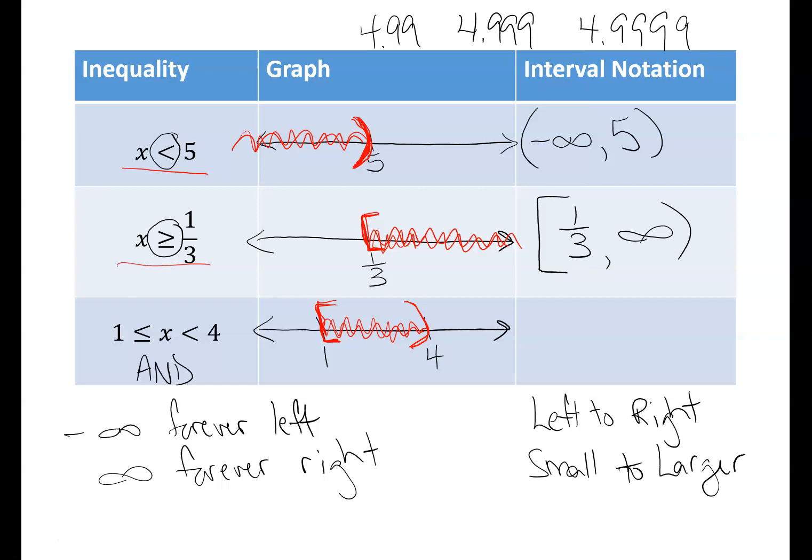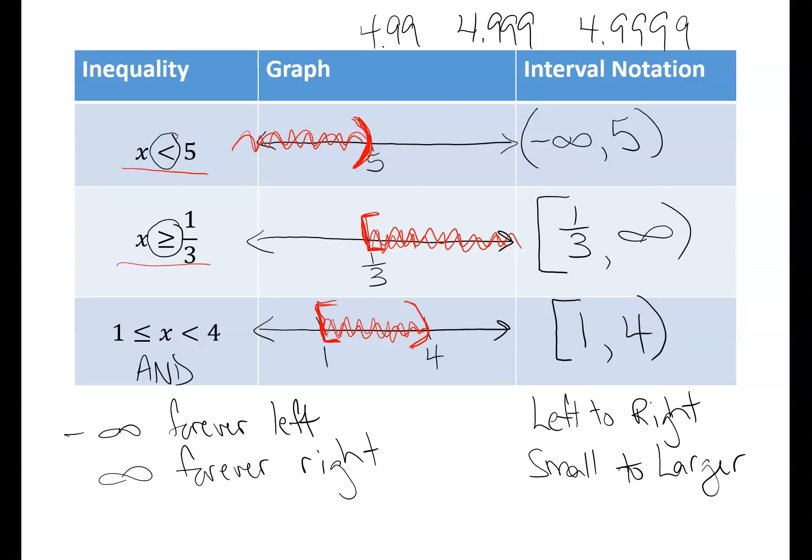On the third example, again, the leftmost to the rightmost of the shaded region. Well, our leftmost number is 1. We put a comma. Our rightmost number is 4. We're including the 1, so square bracket, just like is used on the graph, and not including the 4, parentheses. And that would be the interval notation for your third example.